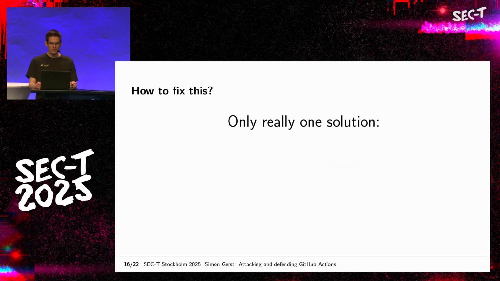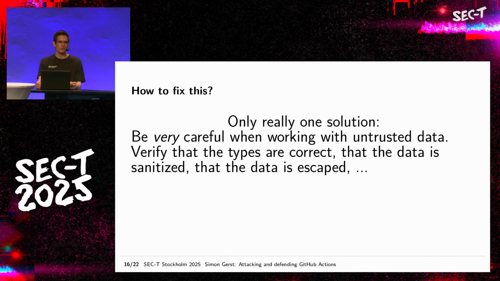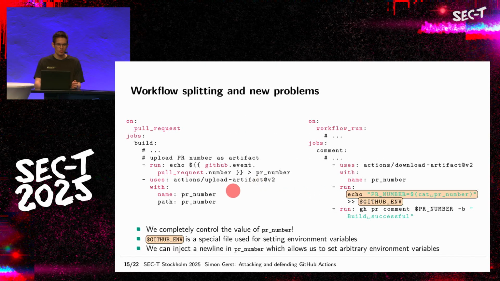So how do we fix this one? There's pretty much only one real solution. You have to be really careful when you work with untrusted data in your trusted workflow. You have to verify that the types are correct, that your data is sanitized or that the data is escaped. Because, for example, in this case, we are uploading a number. And I guess everybody would agree a number shouldn't contain line feeds, shouldn't contain alphanumeric strings.